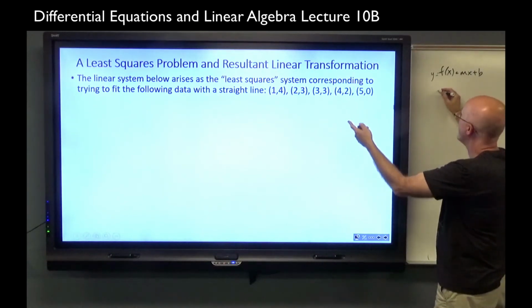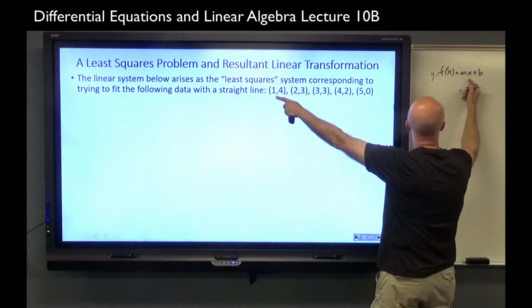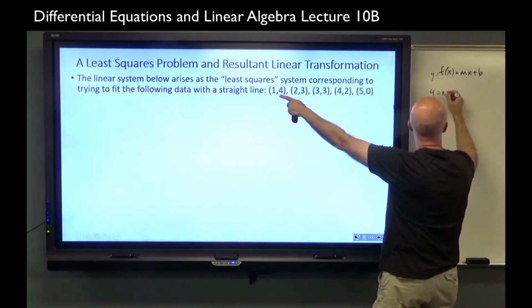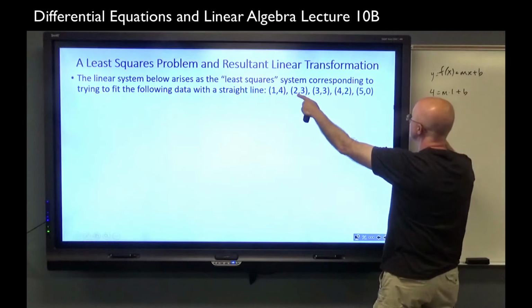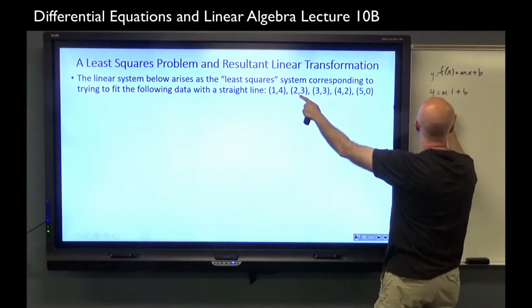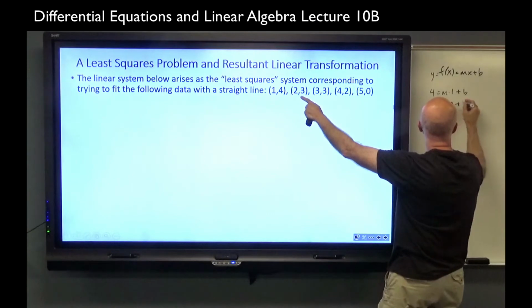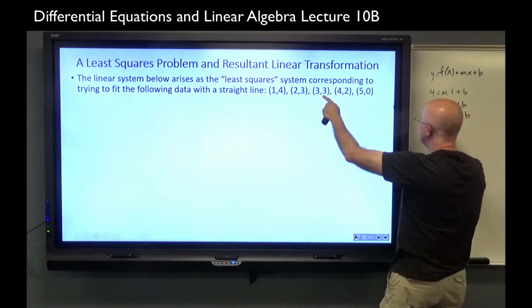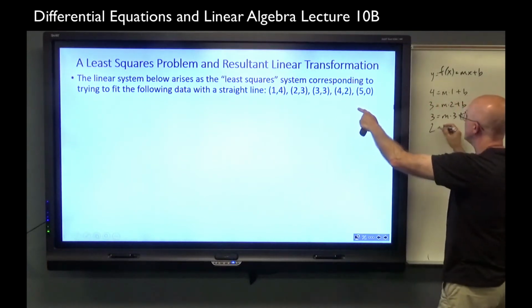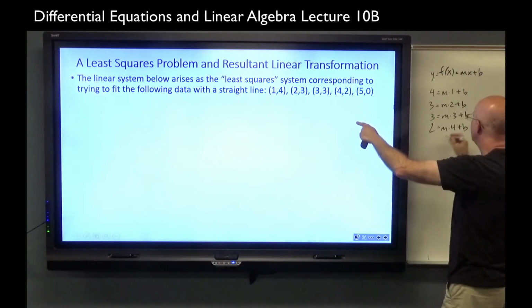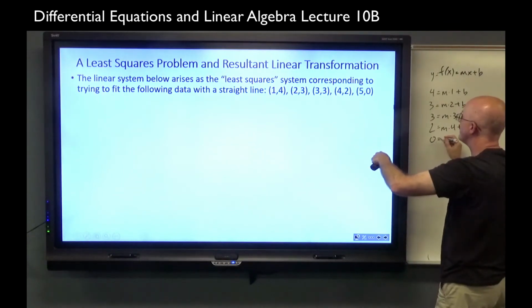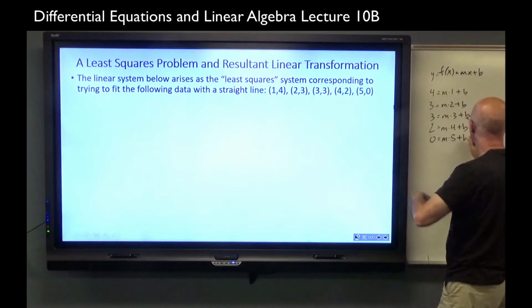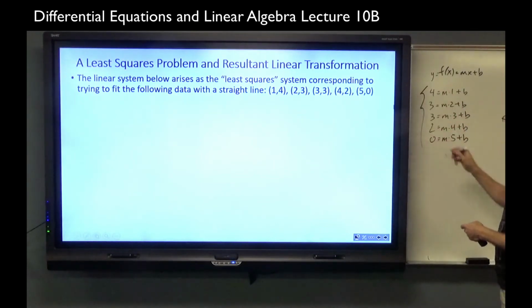So looking at the first point, x is 1, y is 4, I get 4 equals m times 1 plus b. For the second point, I plug in y equals 3 and x equals 2, I get 3 equals m times 2 plus b. For the third point, x is 3, y is 3, I get 3 equals m times 3 plus b. For the fourth one, I get 2 equals m times 4 plus b. And finally, for the last one, I get 0 equals m times 5 plus b. Try to solve that system of 5 linear equations and 2 unknowns for m and b.